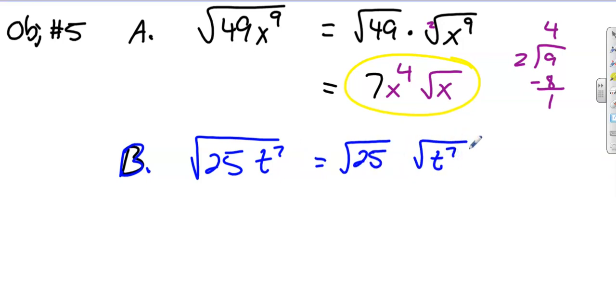Okay, so we've got the square root of 25, which would just be 5. T to the 7th, again, our index is 2, so we're dividing 2 into 7, which goes 3 times with 1 left over. That means we need 3 t's on the outside, and then 1 t on the inside.